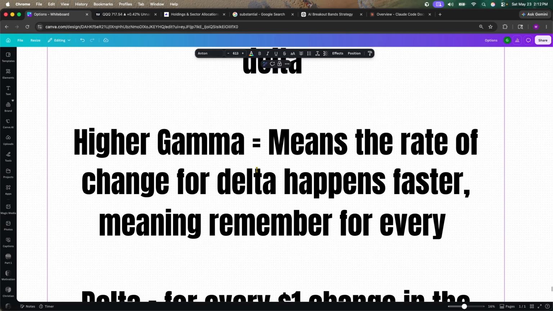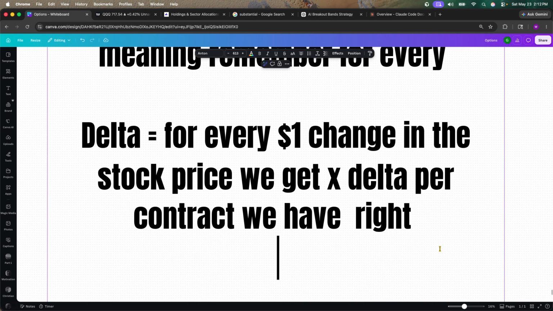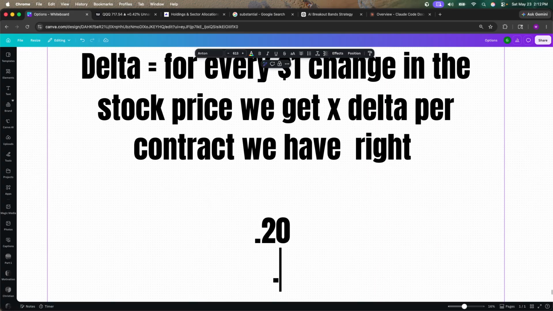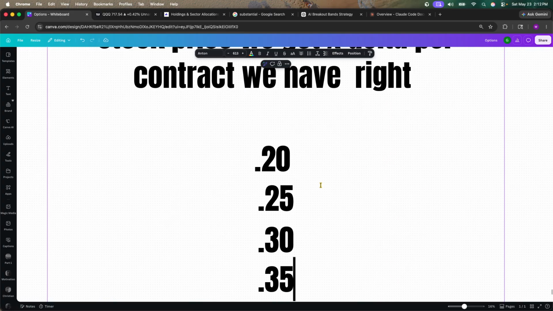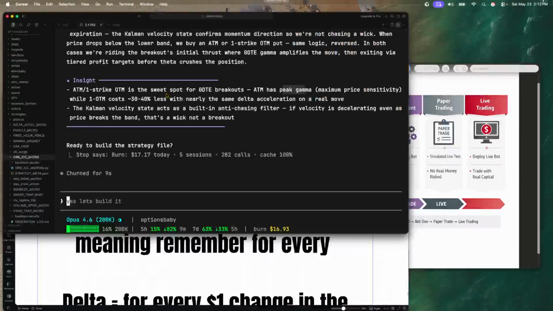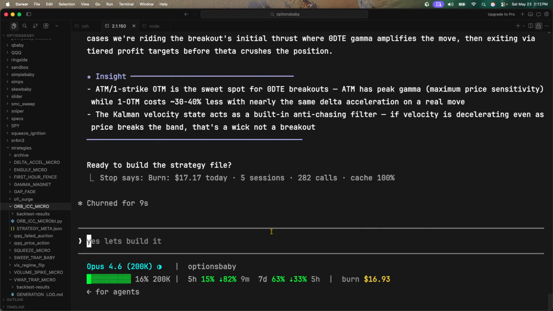So when we have a higher gamma, that means the rate at which delta is changing is higher, right? So if delta starts at 0.20, but it constantly goes up to 2.5, to 3.0, to 3.5, each one of these increases means that I went from making $20 to 25 to 30 to 35, right? So that's why we're looking for a higher gamma, right? All right. Before, let's talk about the exits.